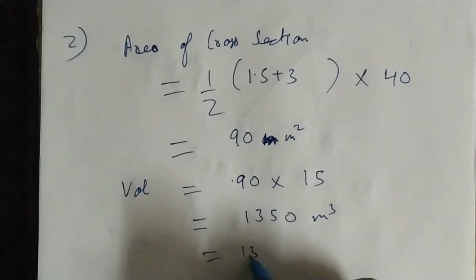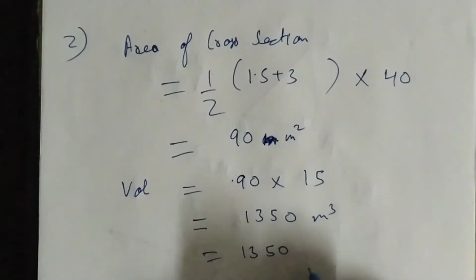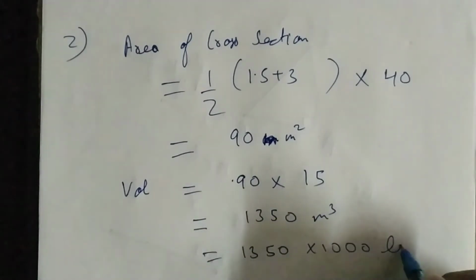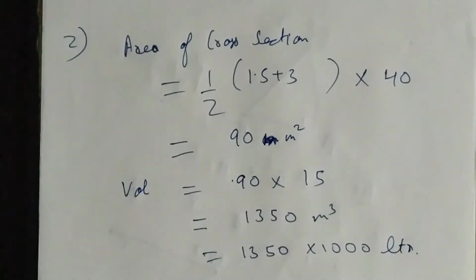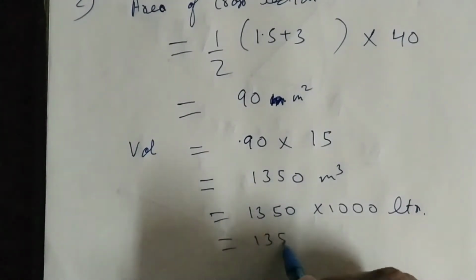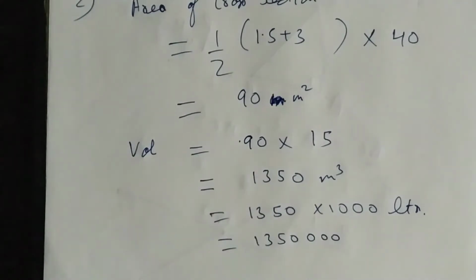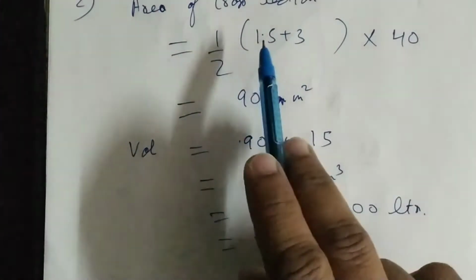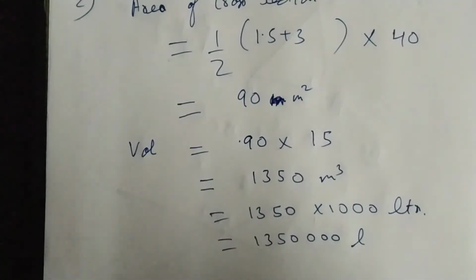Now in 1 meter cube there are 1000 liters. So multiply by 1000 liters, and your answer will be this much liters. First of all, we calculated the cross section, then the cross section is multiplied with the length to find the volume, and that volume is converted into liters.